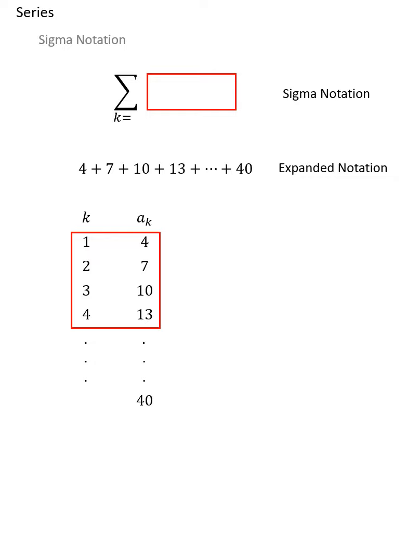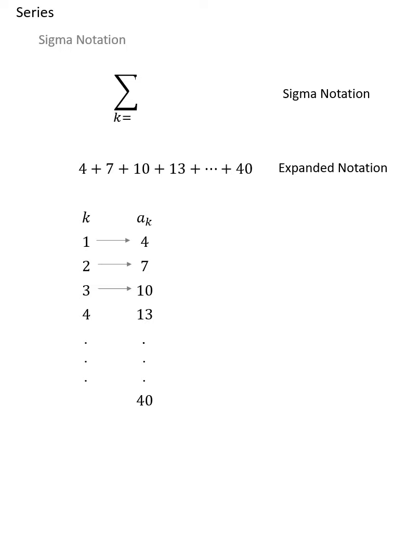And if you watched video 1, you may recall the phrase general term. So I need a general term that matches this sequence or this table. Well, what does that mean? That means I need an algebra formula that will turn 1 into 4, 2 into 7, 3 into 10, and will turn 4 into 13.